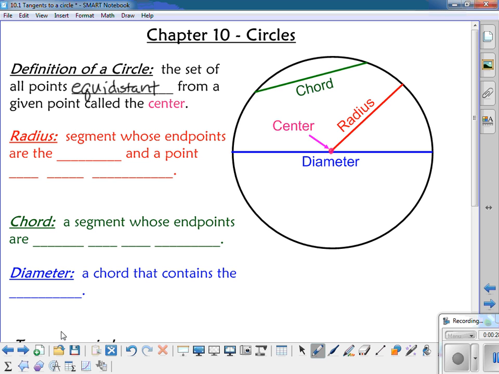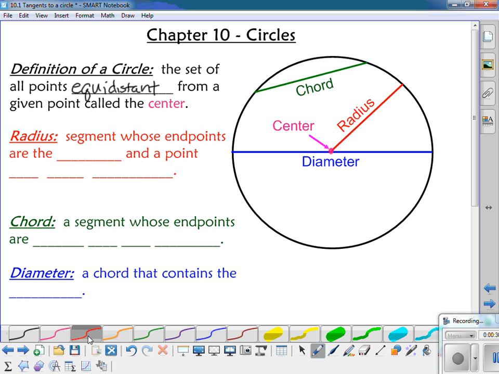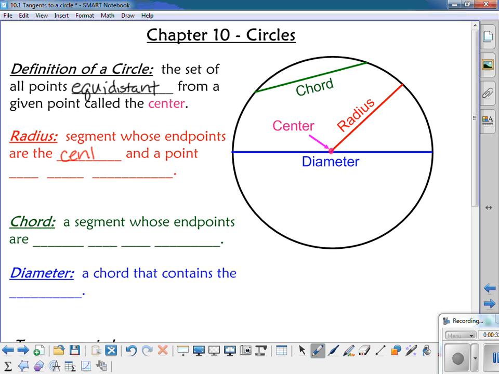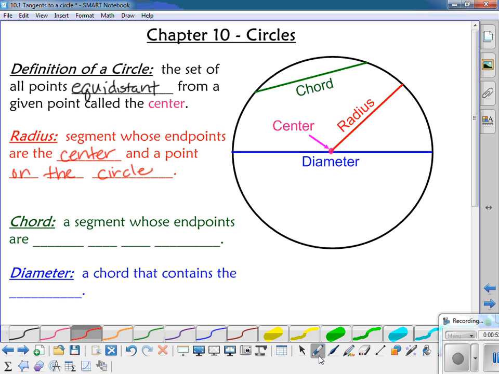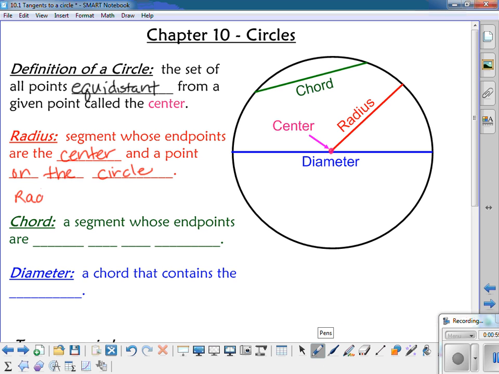And a radius is a segment whose endpoints are the center and a point that's on the circle. So since the circle is all the points that are equidistant, all the radii are going to be congruent to each other, right? And do you guys know anything about how a radius is compared to a diameter? It takes 2 radii to make a diameter, right? So the radius is half the diameter.